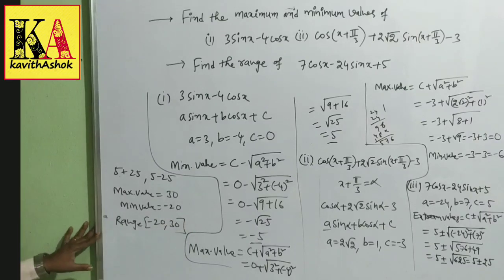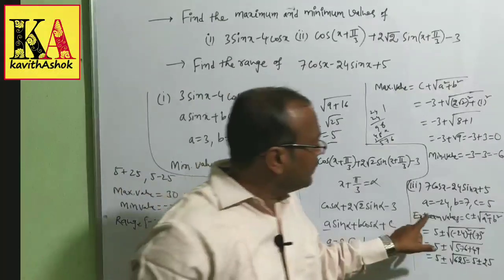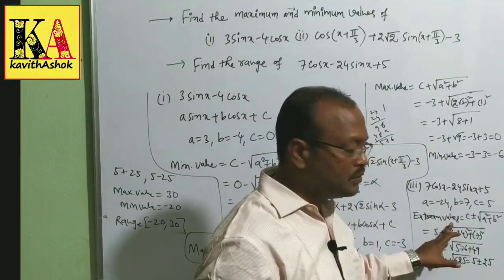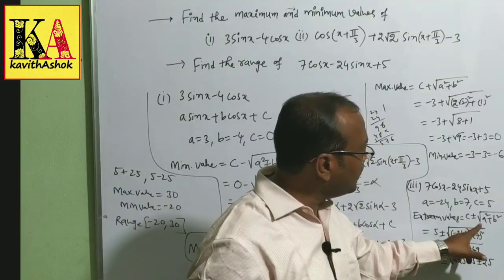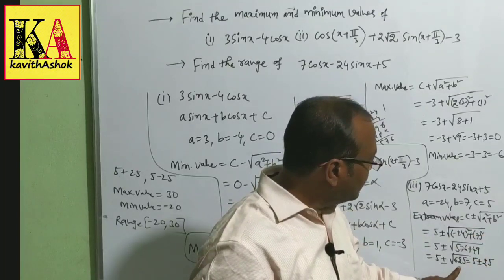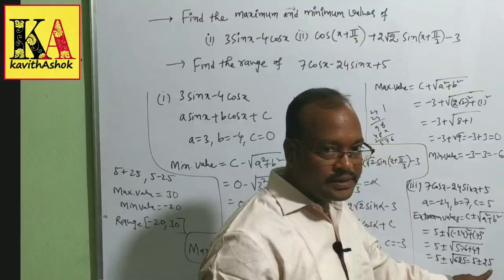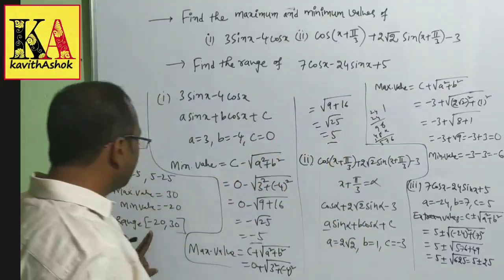Like this we can calculate. Once again, a value will be minus 24, b value will be 7 and c value will be 5. Extreme values means minimum and maximum value: c plus or minus under root of a square plus b square. This will be 25. 5 plus 25 is the maximum value, 5 minus 25 is the minimum value. So the range will be minus 20 to 30.